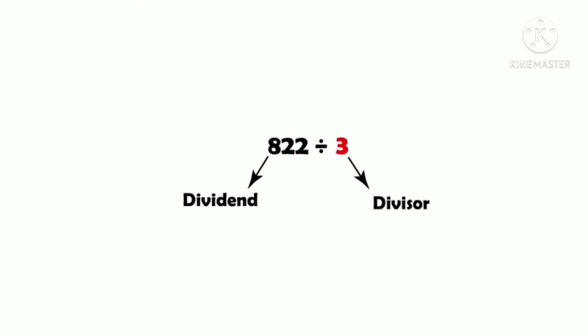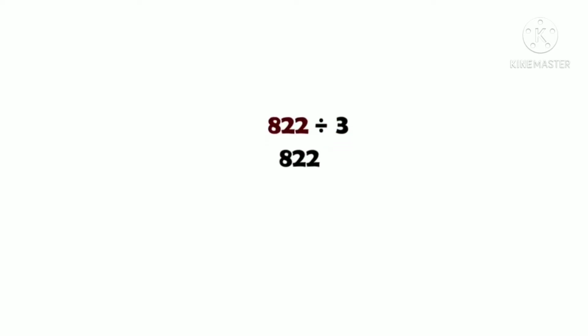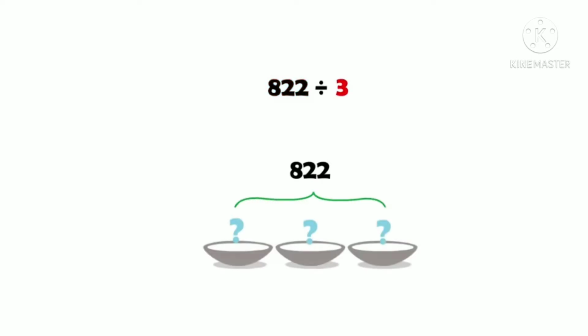In this lesson, we will learn how to divide a 3-digit dividend by a 1-digit divisor using long division. In this expression, 822 is the dividend, which is the amount we have, and 3 is the divisor, which is the number we are dividing by. With division, we are asking, how much is in each group if we want to evenly divide 822 among 3 groups?